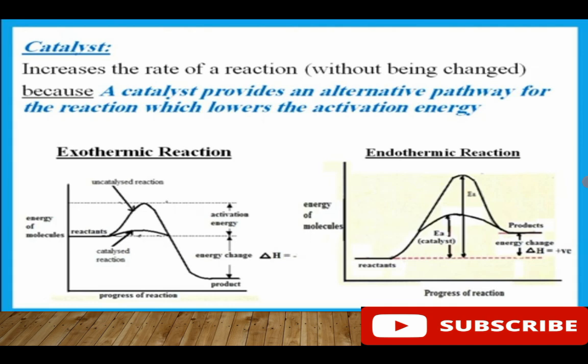So, how does a catalyst increase the rate of reaction? A catalyst increases the rate of reaction because it provides an alternative pathway for the reaction, which lowers the activation energy. So the use of a catalyst is simply to lower the activation energy.